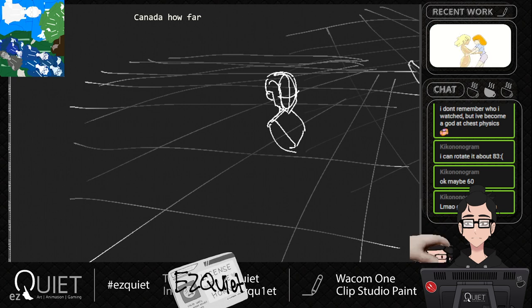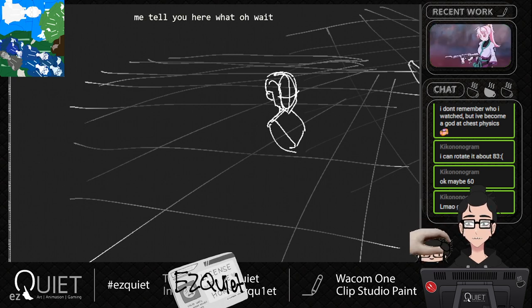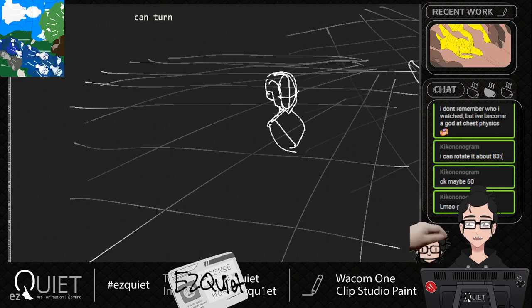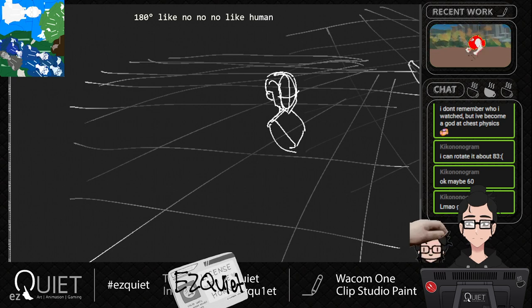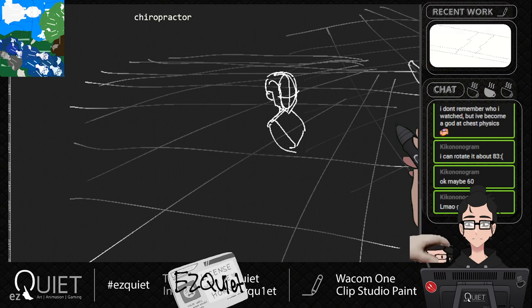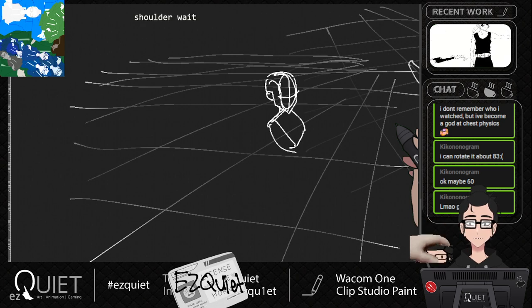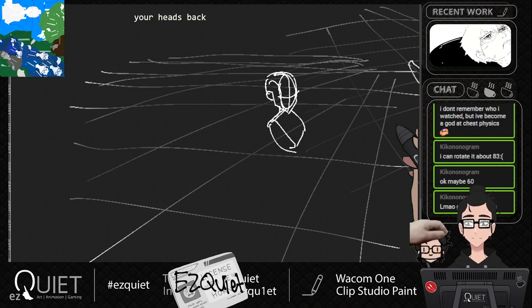How far does your head rotate? Let me tell you here. What? Oh wait. This is how far an owl's head can turn. It was like 180 degrees. Like no. Human. A human. For reference, I'm on Quora right now. My chiropractor explained. Wait, no. We can side flex our heads 50 degrees towards either shoulder. Wait, it's 50 degrees? I never knew that. Nod our heads forward 50 degrees or rock our heads back 40 degrees, nose upward.